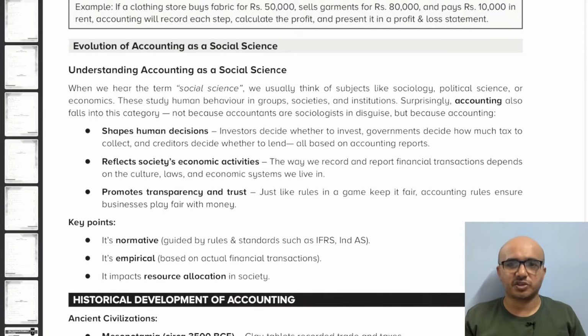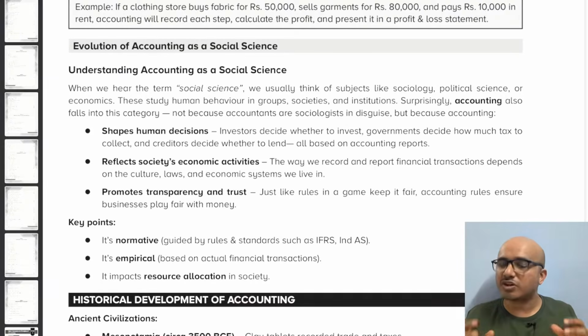What is this? Surprisingly, accounting also falls into this category, they say. Fine, because they say accounting shapes human decisions. Of course, yes. If you are a potential investor, how will you decide whether to invest in, let's say, company A or company B? We don't have any other information. We do not have inside information, of course. We can only invest based on what is available to us outsiders, that is the investors, potential investors.